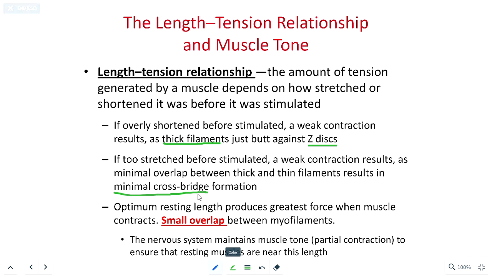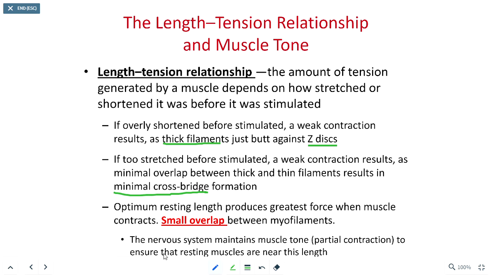So we can generate the most force when there's just a medium amount of overlap between our thick and thin filaments, our thick and thin myofilaments. And in this situation, we're going to be able to have room to contract and have enough overlap to initiate enough cross bridges between myosin and actin. So the way to get the most strength out of your muscles is to have them partially contracted, not all the way contracted, not all the way stretched out, somewhere in between.